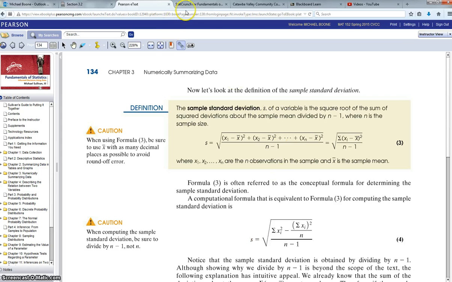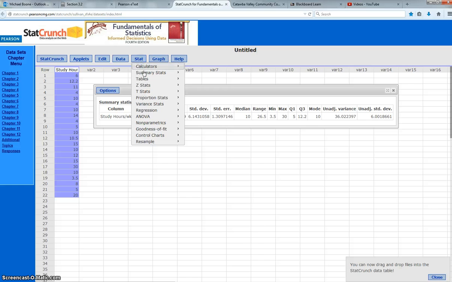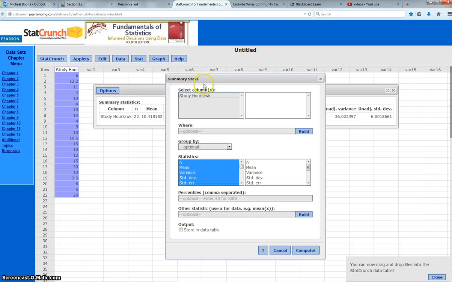But again, if we do it on StatCrunch, all we're doing is going to stat, summary stat, and columns, and telling it which column to do the computations for. What I want you to know is what standard deviation means. It's a distance from the mean, is what a standard deviation is.